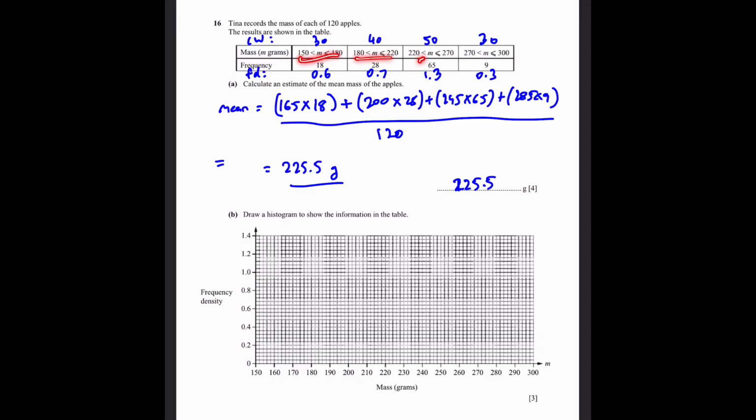The class width is different for each bar. And that's why we use frequency density. By dividing by class width, the bars will be shown in ratio to one another. Well, enough of that, let's just draw the graph.